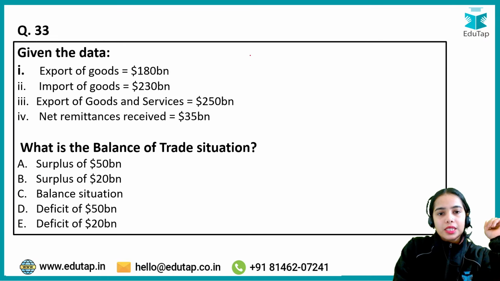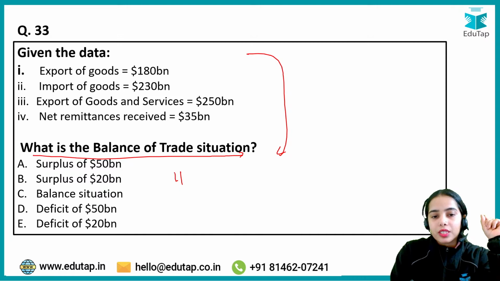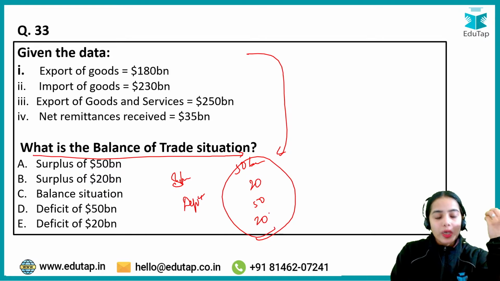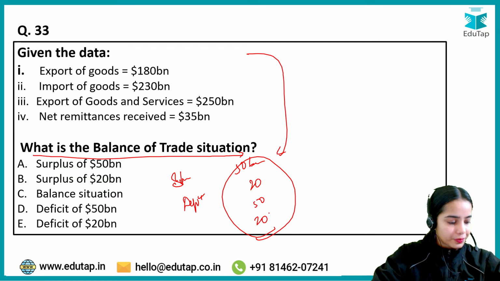Now, this is the question. You have to tell what the balance of trade situation is. Is it a surplus or a deficit? Is it a surplus of 50 billion, a surplus of 20 billion, a deficit of 50 billion, or a deficit of 20 billion? So what is the balance of trade situation? Try to answer this. I'm giving you some time, so think about it and try to answer.